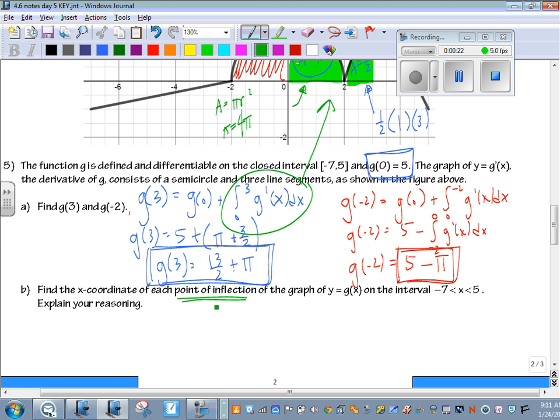Point of inflection. How do we know when there's a point of inflection? All right. Need to be careful. Don't use the word it. You've got to be specific, especially in your explanation. Lots of things can change from positive to negative, like your grades.